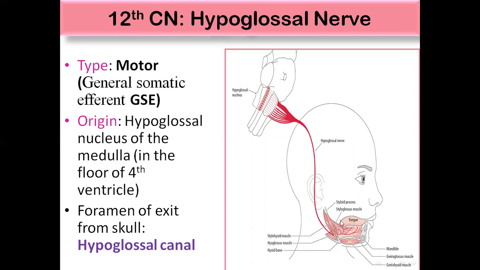Both extrinsic and intrinsic muscles. Except which muscle? The exception is palatoglossus, which is supplied by the accessory nerve.